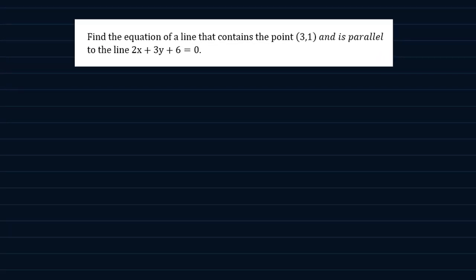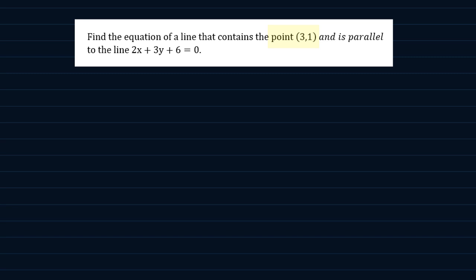Here is a question. Find the equation of a line that contains the point (3, 1) and is parallel to the line 2x + 3y + 6 = 0. Now remember, whenever you're asked to find the equation of a line, you need two things, which are a point on the line and the gradient of the line. We do have the point, and the point is (3, 1).